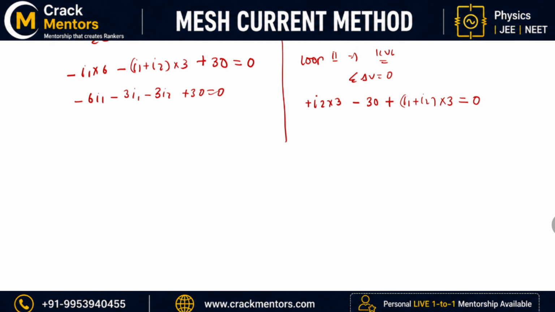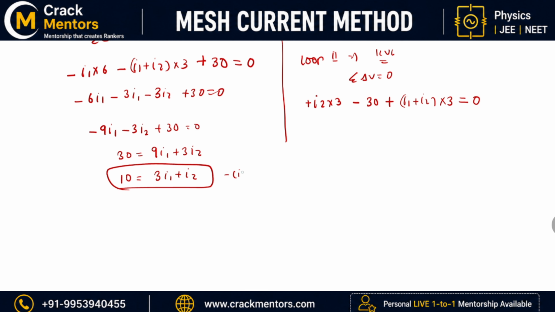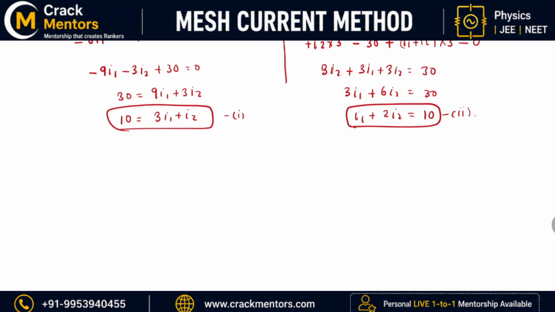Got it everyone? Okay, perfect. So let me just simplify the equation. Minus 9I1 minus 3I2 plus 30 is equal to 0. Therefore, I can write that 30 is equal to 9I1 plus 3I2. So 10 is equal to 3I1 plus I2. Okay, my first equation. What's my second equation? Let's take 30 over there. So 3I2 plus 3I1 plus 3I2 is equal to 30. So this is 3I1 plus 6I2 is equal to 30. Dividing by 3, I1 plus 2I2 is equal to 10. This is my second equation.